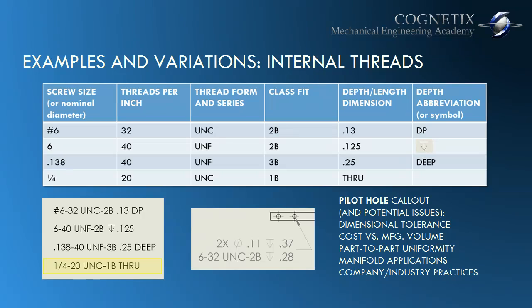And the last example, 1/4 thread, unified coarse, class 1. This one happens to be looser, as an example, an internal thread, and it goes all the way through a wall or a part.